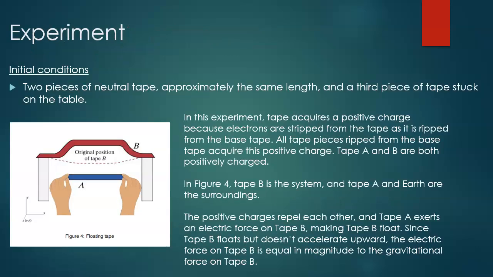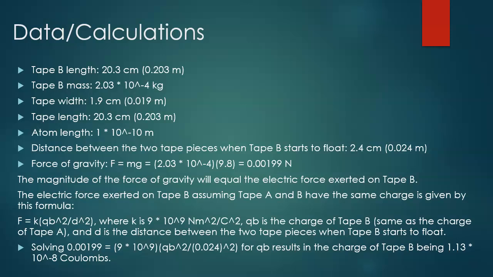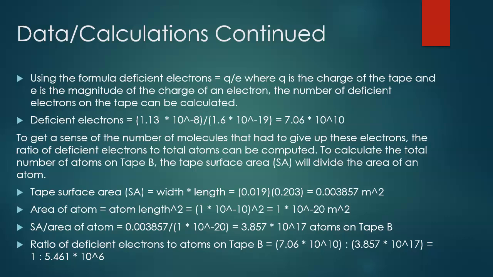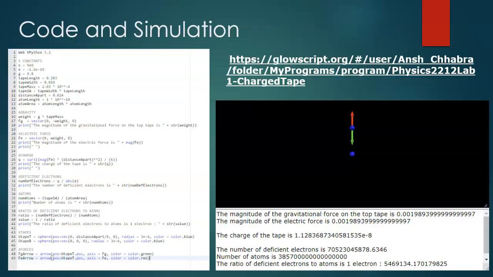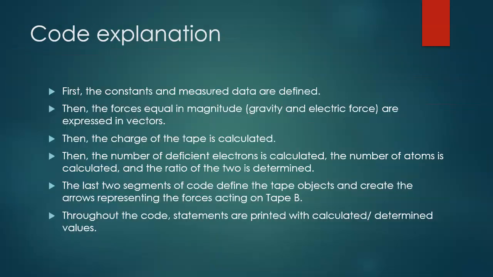In the experiment, tape B is the system and tape A and Earth are the surroundings, and this figure shows what happens to tape B once tape A is brought close to it. These are some of the data and calculations showing the charge on tape B, and also showing the ratio of deficient electrons to atoms. This was some of the code in its simulation.